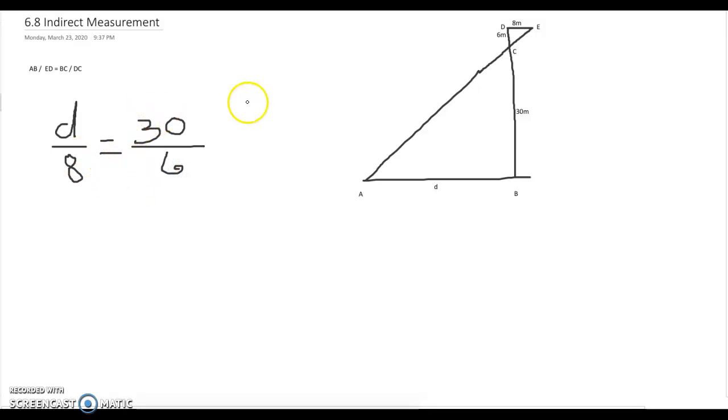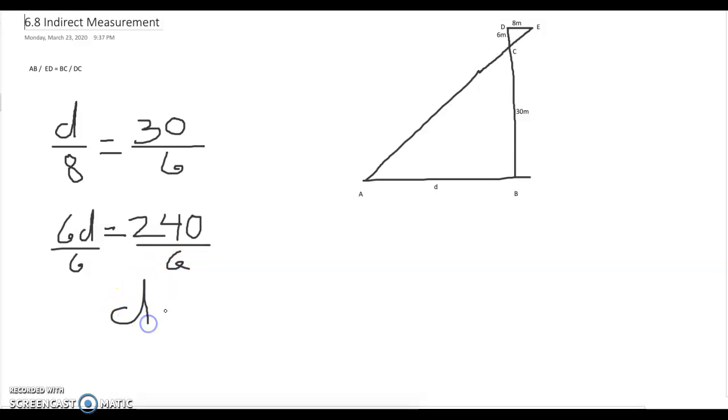Then we're going to use our cross product rule. We're then going to have 6D equals 240. We're then going to divide 240 by 6. So D is going to equal, this is a horrible D, excuse me, let's try that again. D is going to equal 40, because 240 divided by 6 is 40.